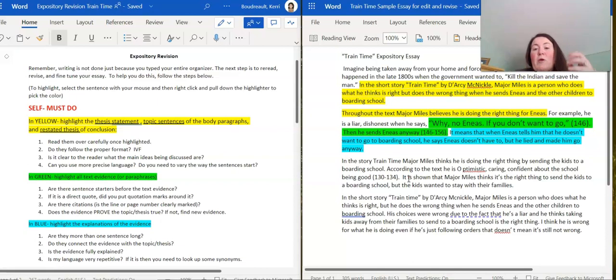So this is what you're doing. You're working through it, you're breaking down, you're making sure you have everything you need to have a strong essay so that it makes sense to your reader.